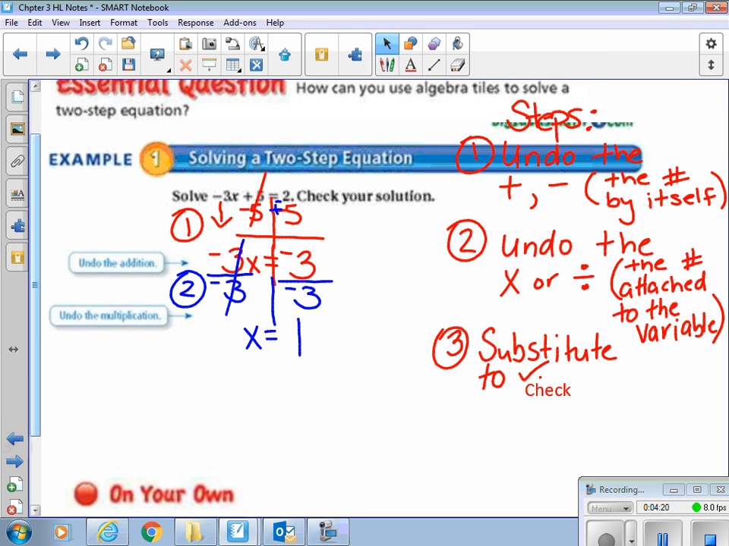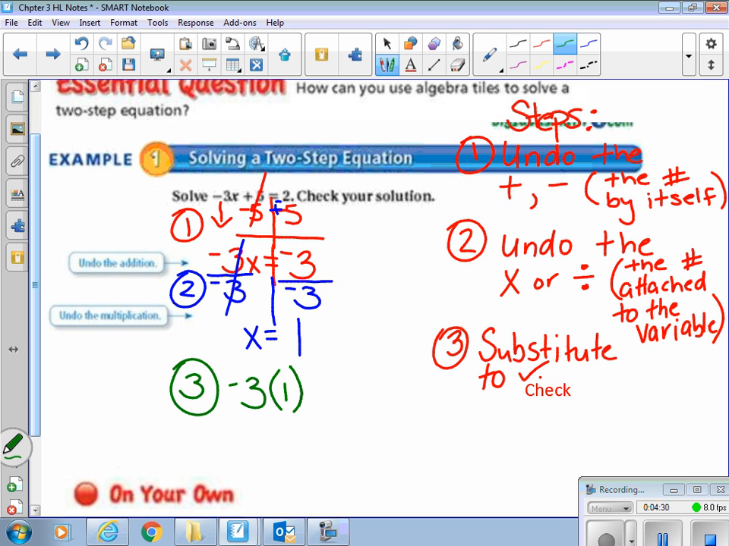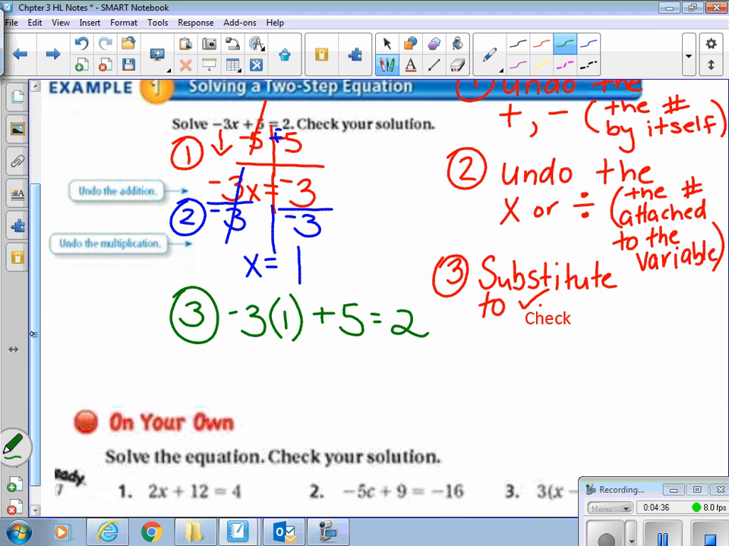Step 3 is that we substitute to check, which means I'm going to replace that 1 in for x into the original equation, which makes it say negative 3 times positive 1 plus 5 should equal 2 if we did it correctly. So I'm going to follow PEMDAS now, my order of operations. I need to multiply before I can add. Negative 3 times 1 is negative 3.